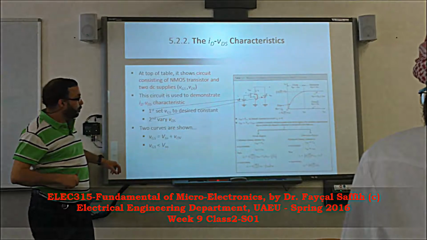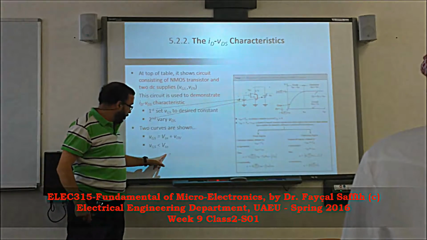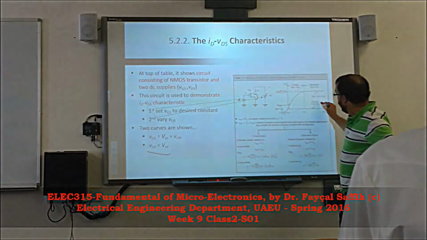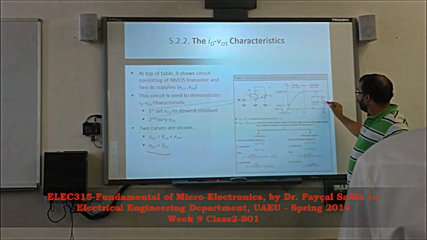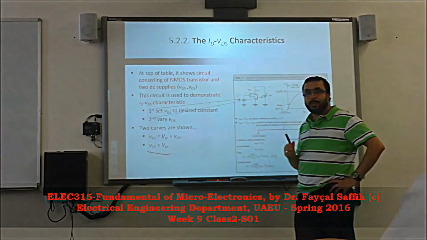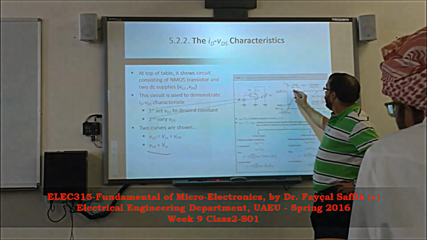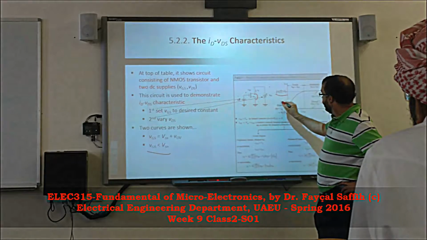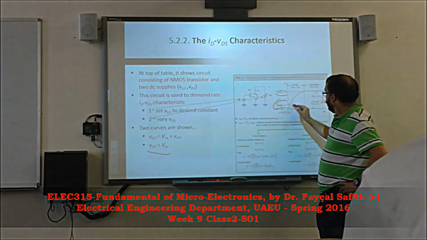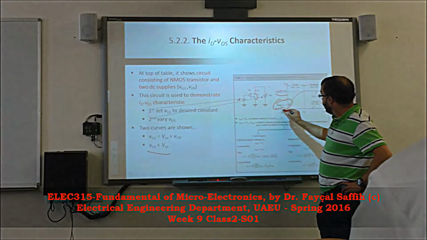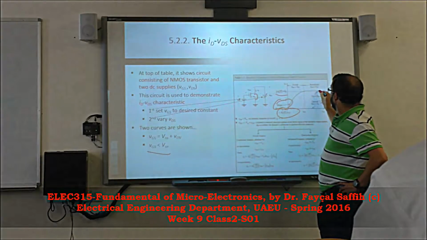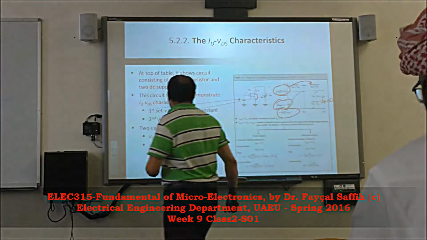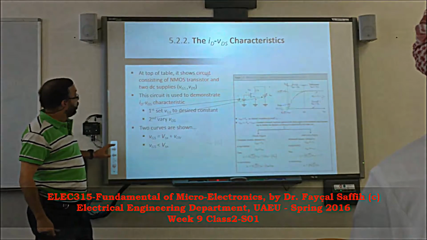The condition for the cutoff is this. And the equation for the cutoff region is simply what? It's just ID equal to 0, and I don't have to be scared about it. The current is 0. I know the current here. This one is for the slope. For the triode it is this equation, and for the saturation it is this one. That's it. Nothing really complicated. So let's keep going.